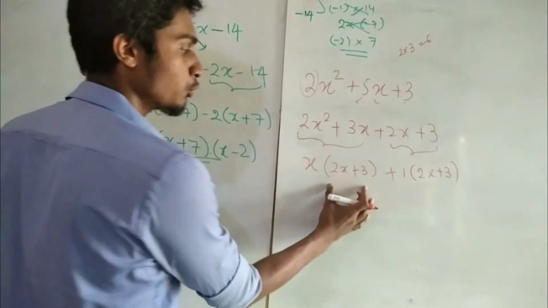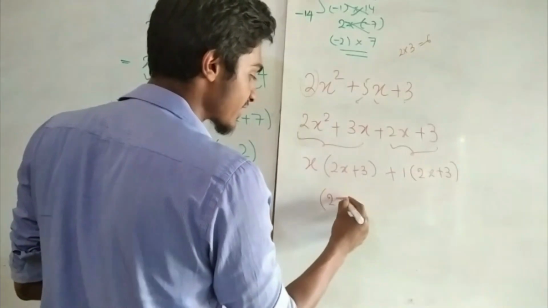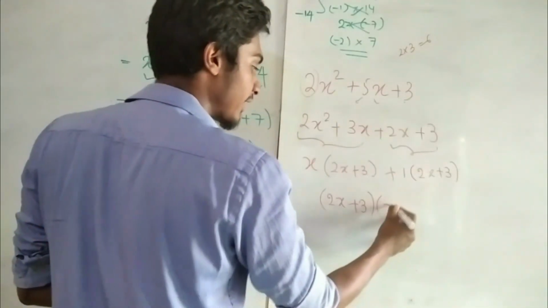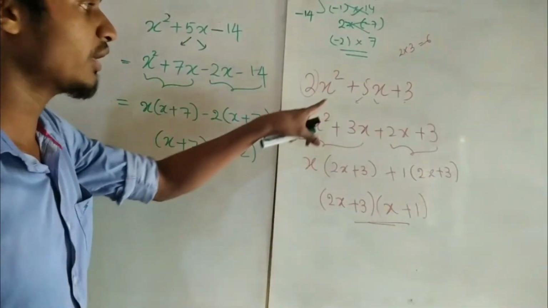Now what can you say? You have 2x plus 3 over here and 2x plus 3 over here. Take them together. So you are having 2x plus 3. Take it out of the bracket. So the remaining stuff you have to put inside the bracket. So you are having x plus 1. So this is going to be your factorization when you have a coefficient.